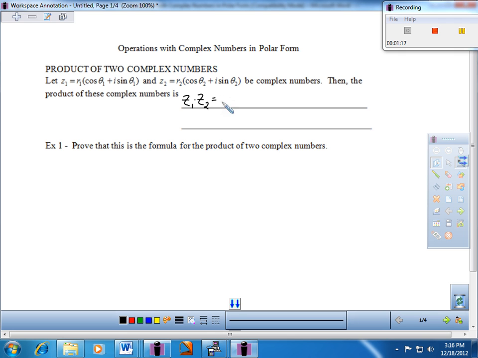The way it works out, everybody, is that you multiply the r's together. So r1 times r2, the moduli, so to speak. So we're going to multiply r1 and r2. And the way it works out with the thetas, it's kind of interesting here, you add the thetas. So there's cosine of the sum of the thetas, and then everybody combine the thetas together via addition, and same thing there, i sine of theta 1 plus theta 2. And so that's what it's going to look like.